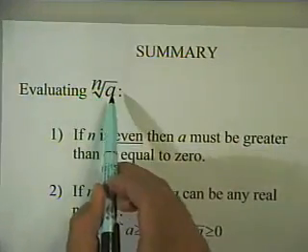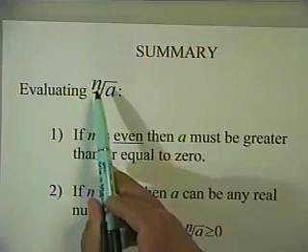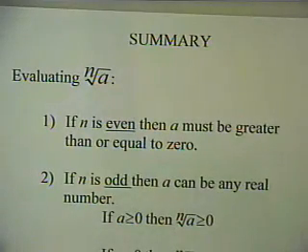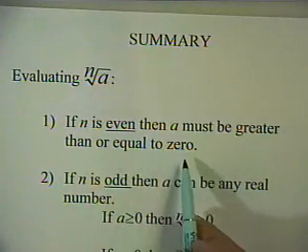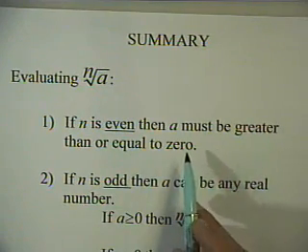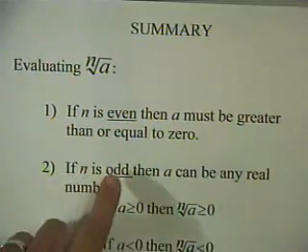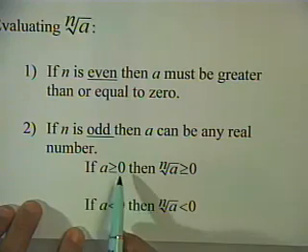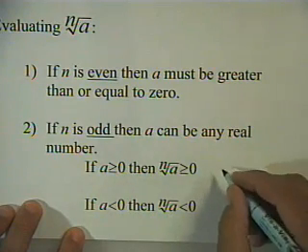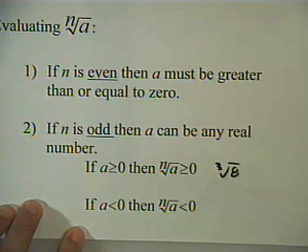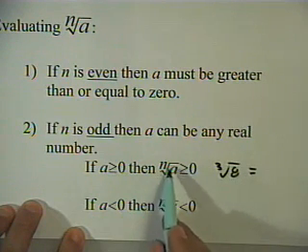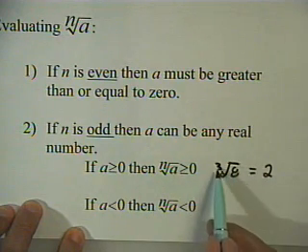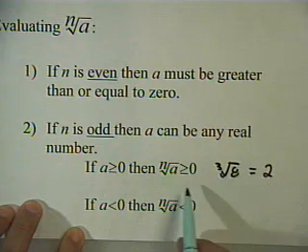Evaluating the nth root of a. n could be 2, 3, 4, 5, 6, etc. If n is even, square root or fourth root, then a must be greater than or equal to 0. If it's not, then we're going to get a non-real number. If n is odd, then a can be any number. Two cases. If a is positive, say the cube root of 8, then the nth root of a is going to be positive. So the odd root of a positive is positive. That's what this says.